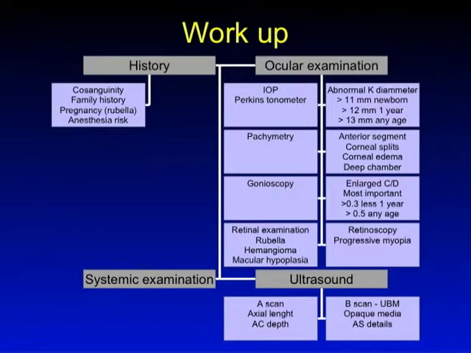So the workup for congenital glaucoma is basically looking for primary condition and a secondary glaucoma. And we already mentioned the treatment, so I'm just going to move forward.